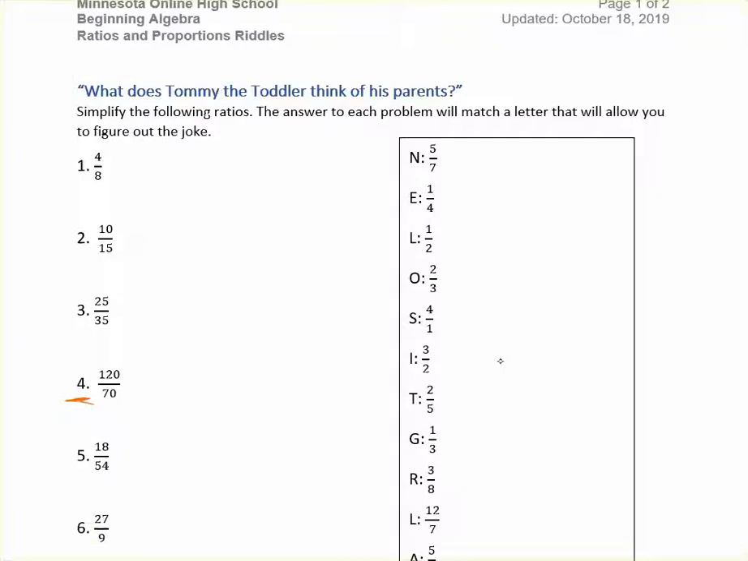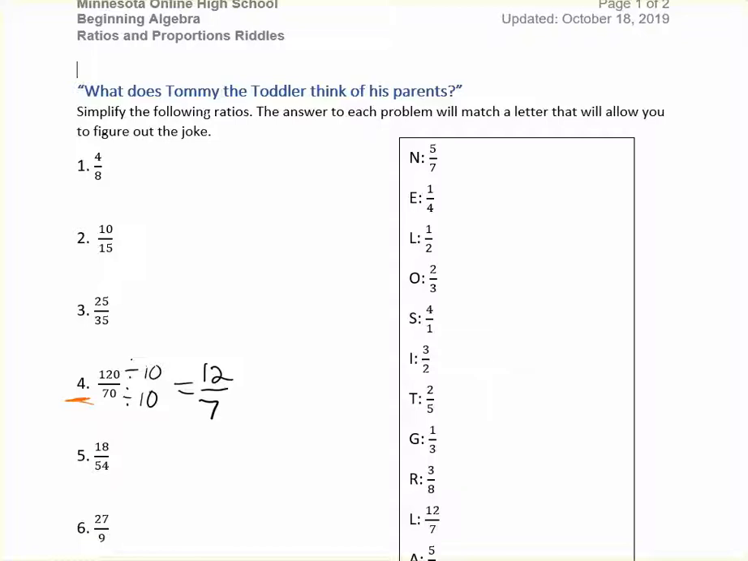120 over 70, or 120/70. I could divide each of these by 10. I see that they both end in 0, so I know that 10 is a factor of each of them. So that's what you want to do. You want to try to divide both numerator and denominator by a common factor. So 120 divided by 10 is 12, and 70 divided by 10 is 7. And I can't think of any other common factors that I could divide those by.